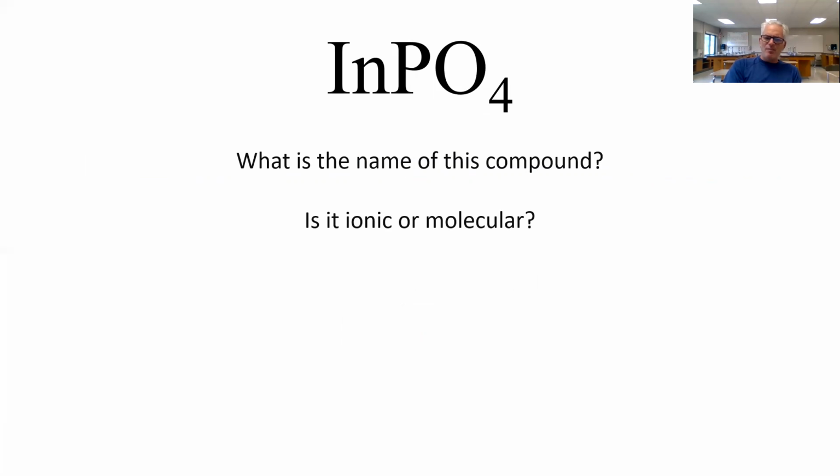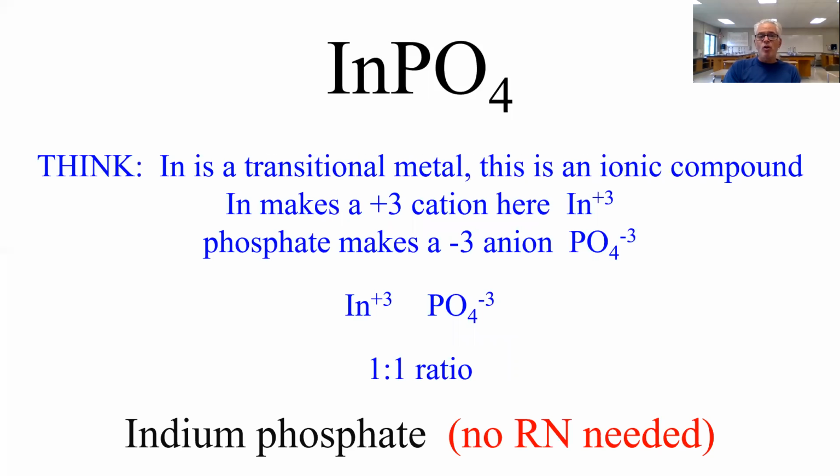PO4, indium's a metal, so PO4's got to be a non-metal. It must be a polyatomic anion, and it is. Indium phosphate. We don't need a Roman numeral because indium only makes a +3 ion. So it's not indium Roman numeral 3, it's just indium phosphate.